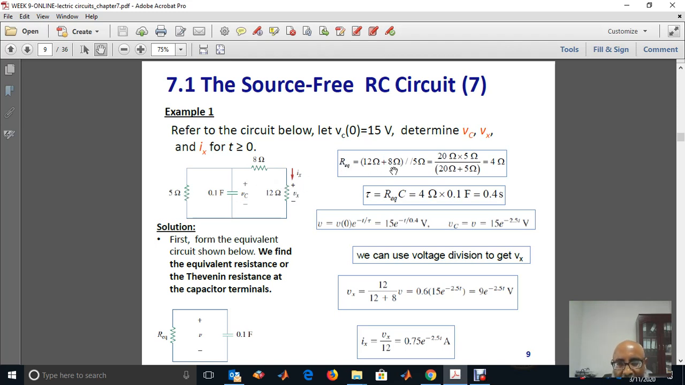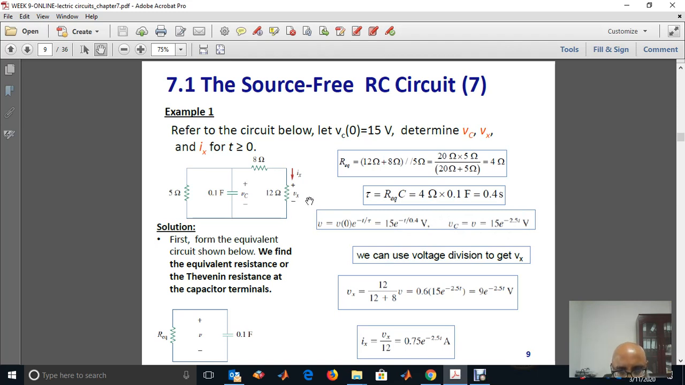So 12 plus 8 in parallel with 5, which is equal to 4. So the equivalent resistance, or the Thevenin equivalent resistance, will become 4 ohm. Then the time constant is 4 times 0.1, which is 0.4 second, and then we just use the equation. The capacitor voltage is equal to V naught e to the power of minus t over tau. And we have this equation.